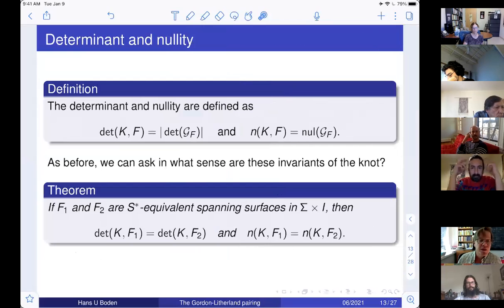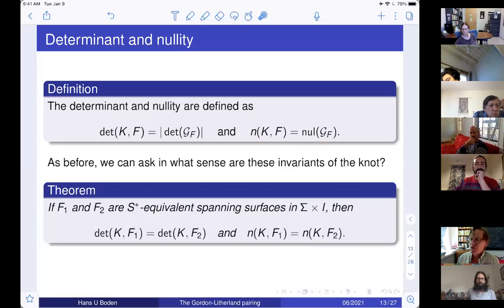So in the context that we're in, you also get interesting invariants from taking the determinant of the Gordon-Litherland matrix and its nullity, so the rank of its null space. For classical knots, the nullity is always 0, but it's not always 0 for knots and links in thickened surfaces. And those quantities can also be seen to be unchanged under S-star equivalence. So they depend only on the S-star equivalence class of the underlying spanning surface. So that's all the good news.